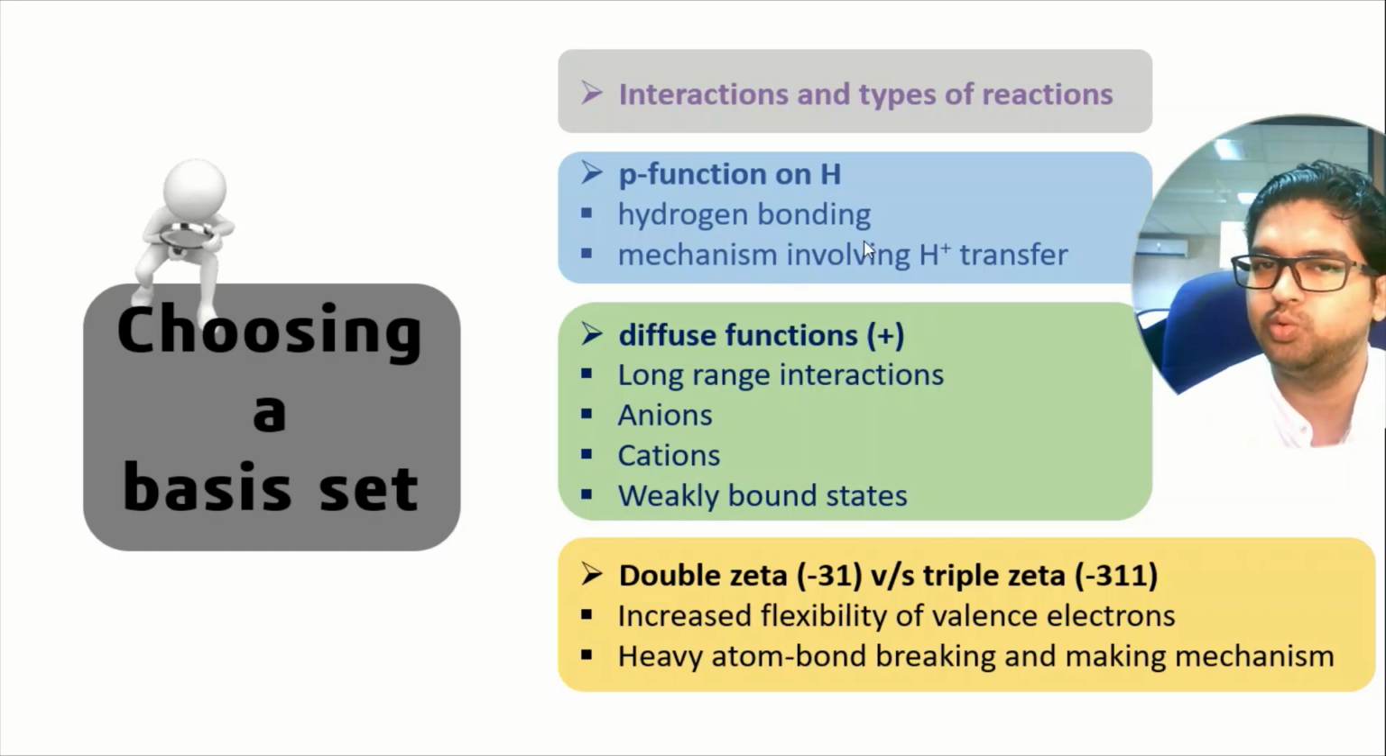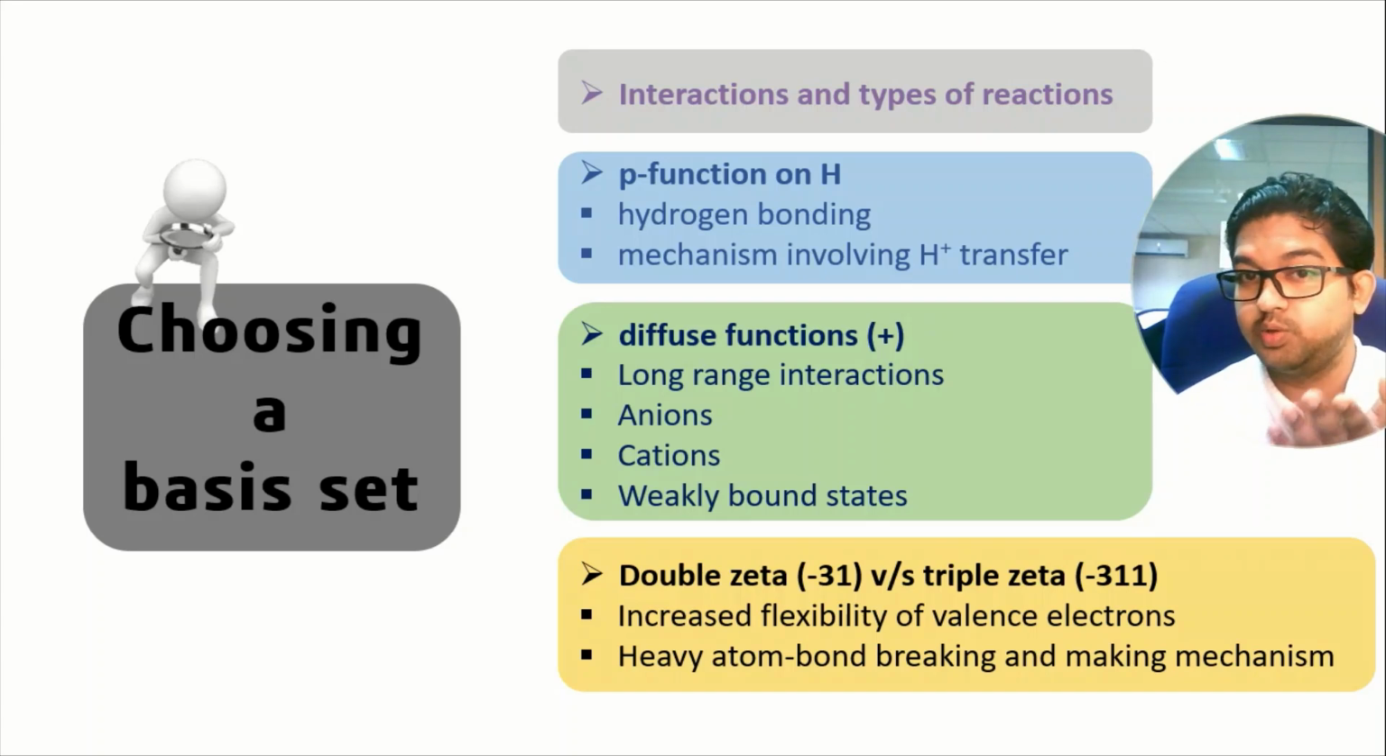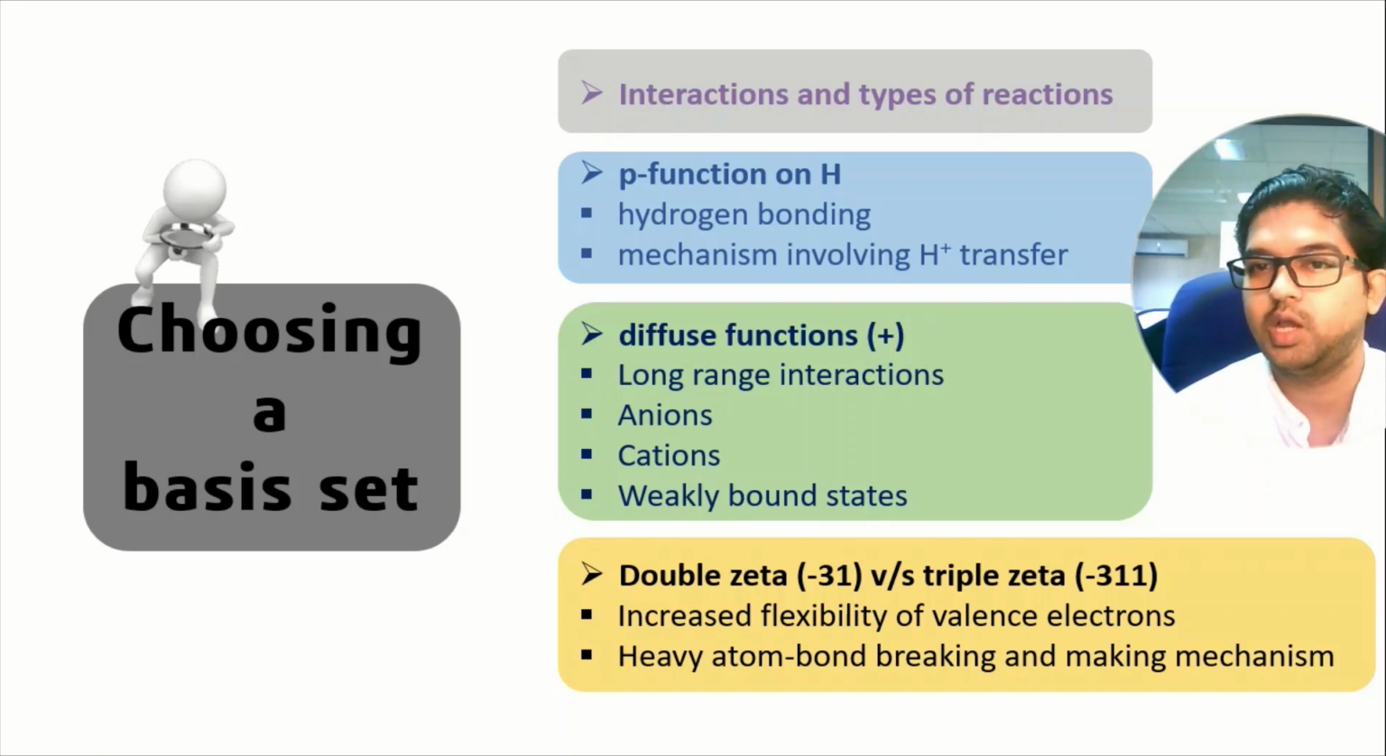In those cases, we'll be using a polarization function on hydrogen also. In cases where a polarization function on hydrogen is very important, like hydrogen bonding and hydrogen transfer reactions, polarization function on hydrogen is also important apart from the polarization on the heavy element. Now you have the diffuse function. When you have long range interactions, anions, cations, and weakly bound states, in those systems we use the diffuse function. That is mandatory to use.